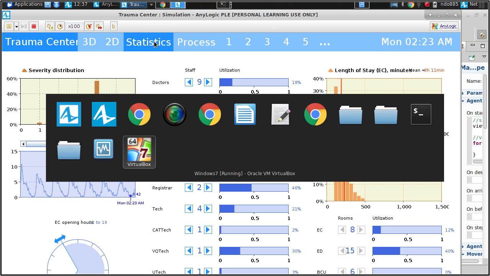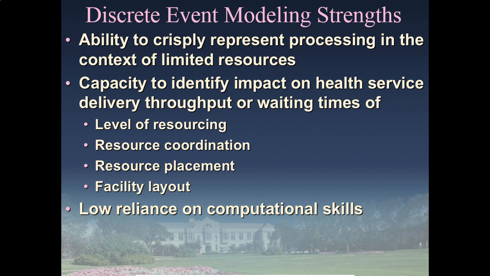Why would you do that? Well, it allows you to identify the impact on health service delivery of a level of resourcing. How many resources you have? How many doctors on call? How many nurses? How many rooms? How many ultrasound scanners, etc. Level of resourcing. Coordination of resources. How do we allocate these resources so they're used most effectively? Even the placement of resources.